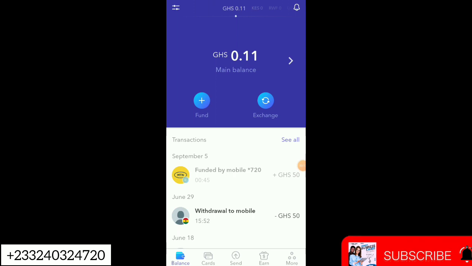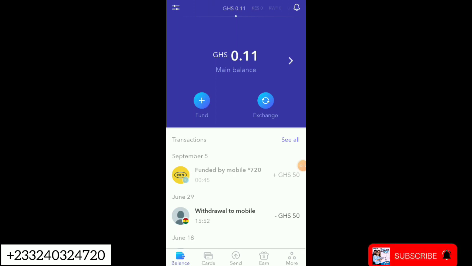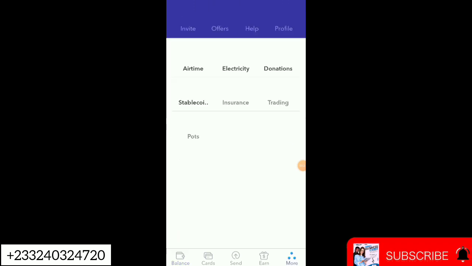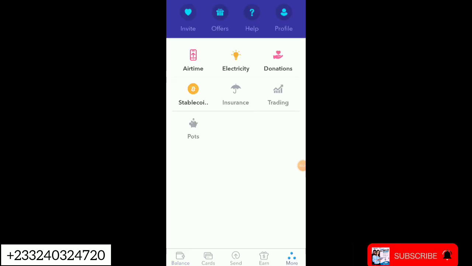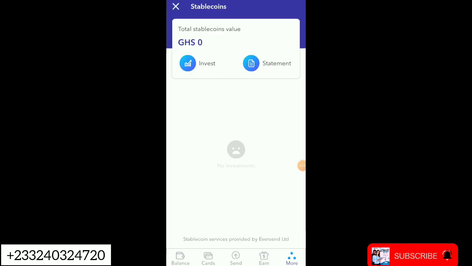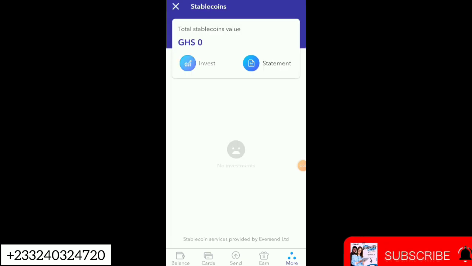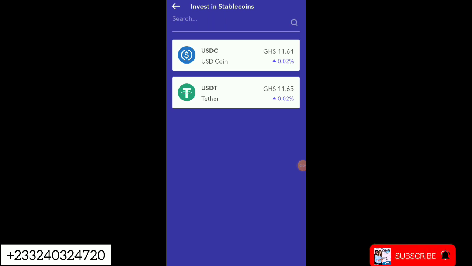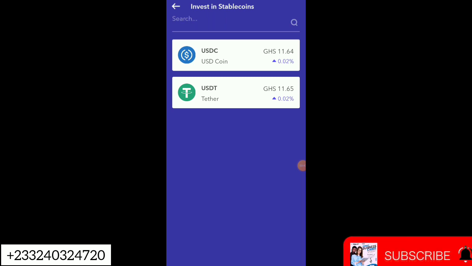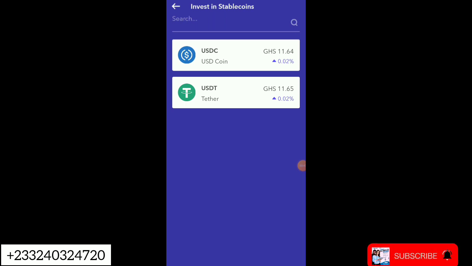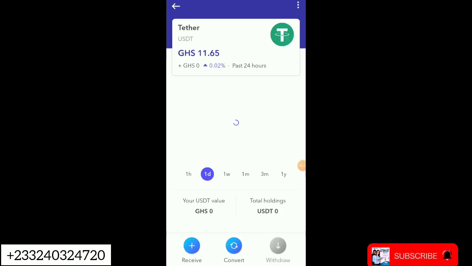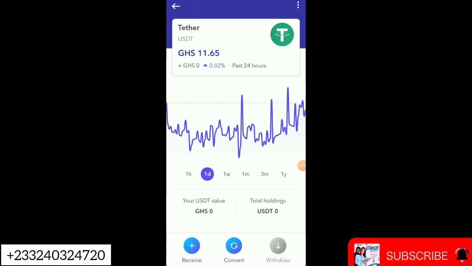Today we are not doing currency, we are doing cryptocurrency. So I'll click on more, and click on stable coin. Then I'll click on invest. Right now, the USDT value on the market is 11.65, and the USDC value on the market is 11.64. So we are doing USDT. Let me click on the USDT. So this is how the USDT looks.